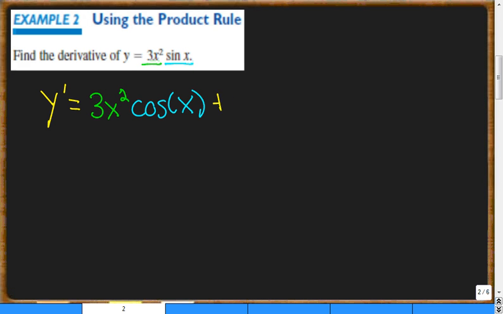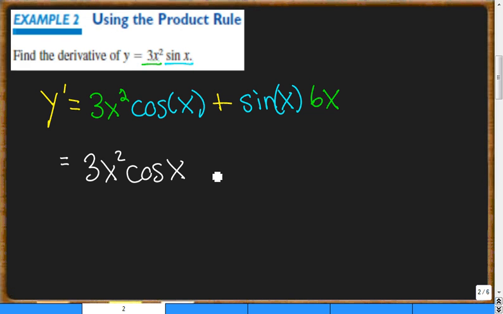Then I add, and I've got the second function, which is the sine of x, times the derivative of my first function, which is going to be 6x. So now, just simplify, no big deal. So I got 3x squared times the cosine of x plus 6x times the sine of x. At this point, you could factor some things out, but it really doesn't make anything any cleaner. You're just going to end up with more terms. So this is actually fine as an answer for me.